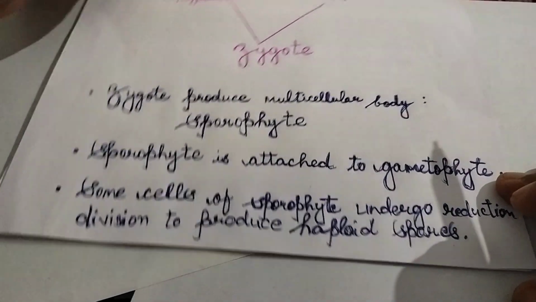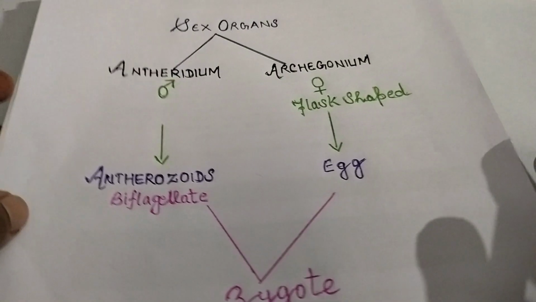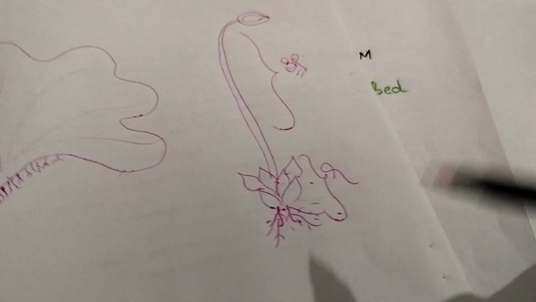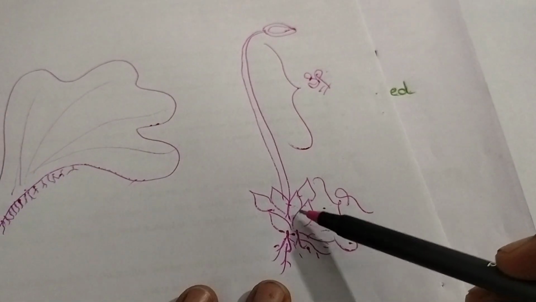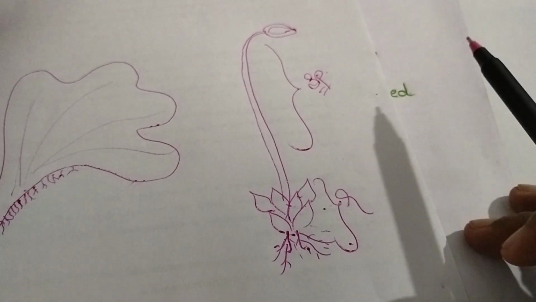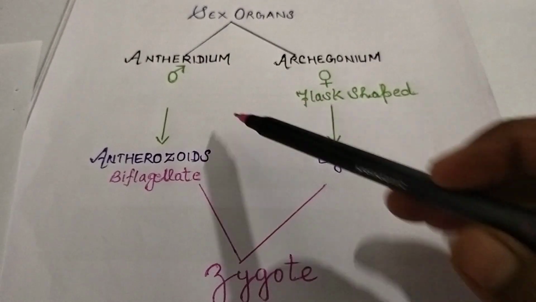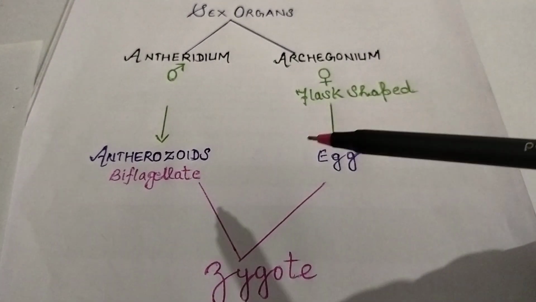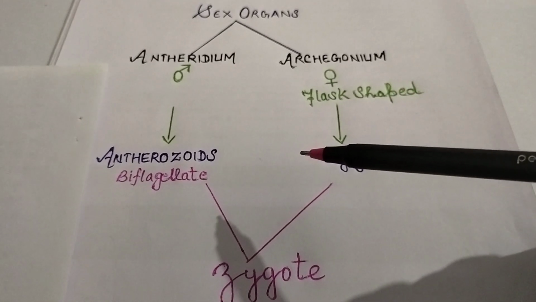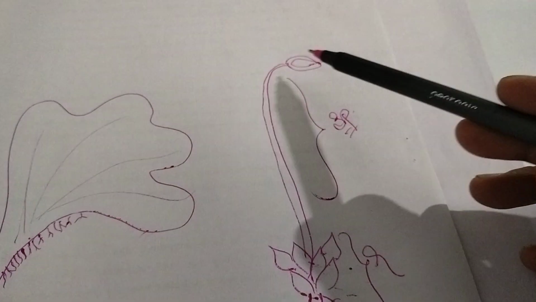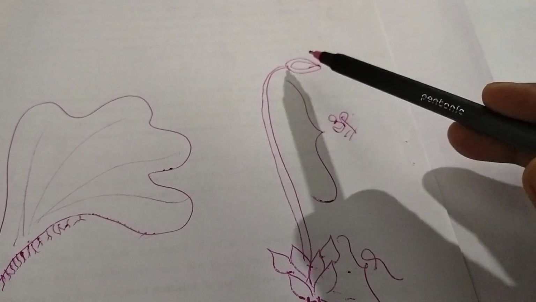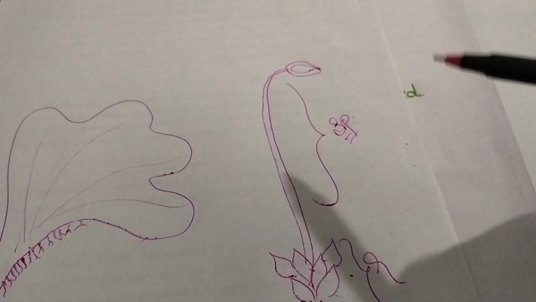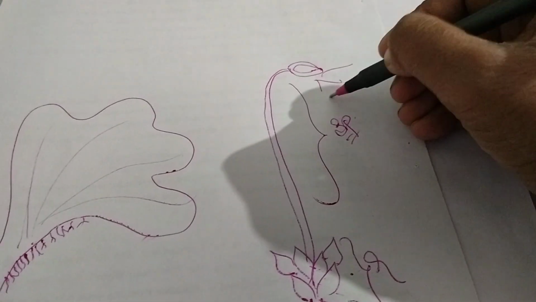See, simple thing. The plant body is completed in two phases, gametophyte and sporophyte. The gametophyte produces gametes. Just now we studied the male gamete and female gamete. Male and female gametes fuse together to form a zygote. The zygote grows and develops into the sporophyte. Now here in the sporophyte, some cells undergo reduction division, that is meiosis, and they produce what?